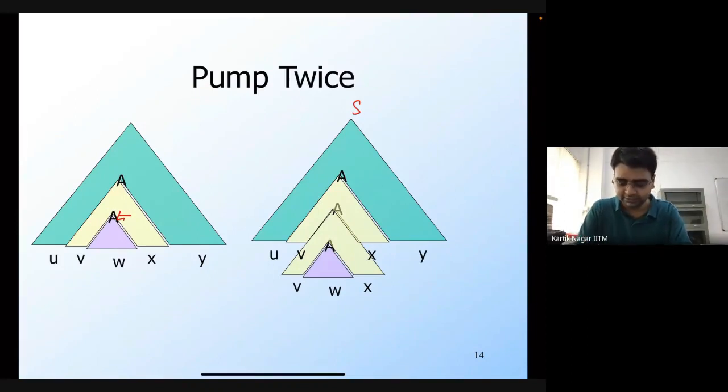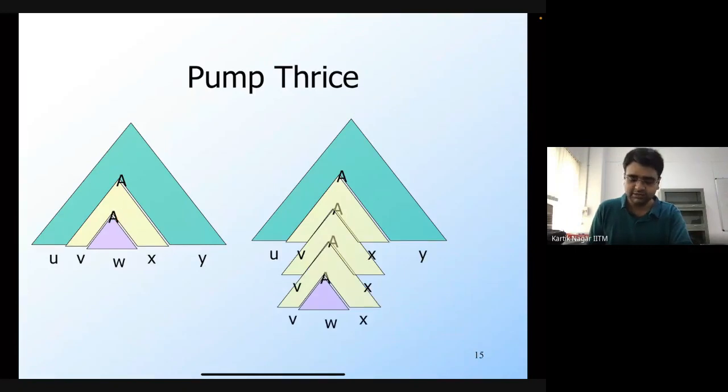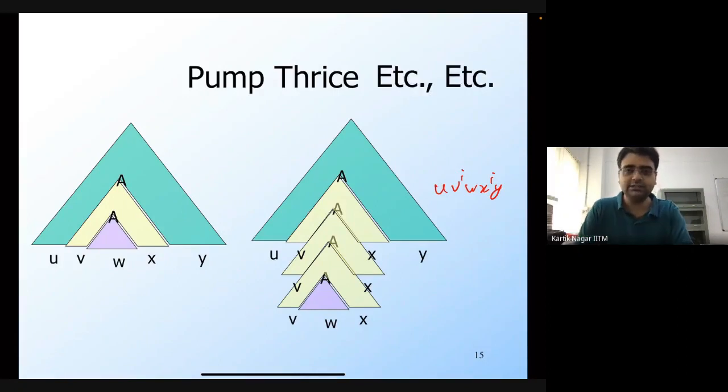And again I can substitute the higher A for the lower A. This particular A can again be substituted, in which case I will get three copies of v and x, and so on. Which means that u v to the power i, w x to the power i, y for any i should also be in the language. So this is an informal explanation of the pumping lemma, and why it holds. So any questions regarding this proof?